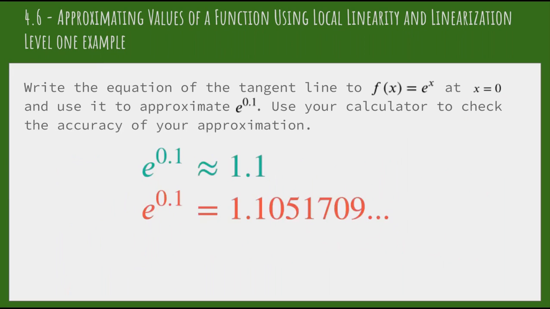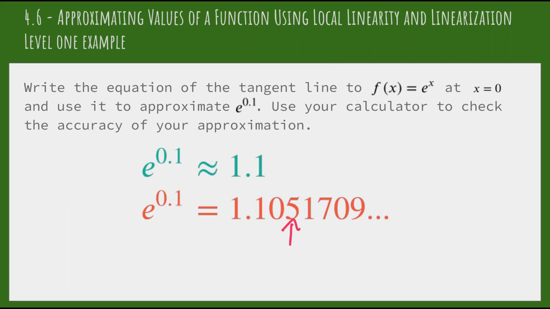And when we plug it into the calculator, we can see that it is just a little bit bigger than 1.1. It's off by just a little over 5 thousandths. So again, for practical purposes, this would be a pretty good approximation. Now, I mentioned in the introduction that the closer to the point of tangency we are, the more accurate our answer is going to be.